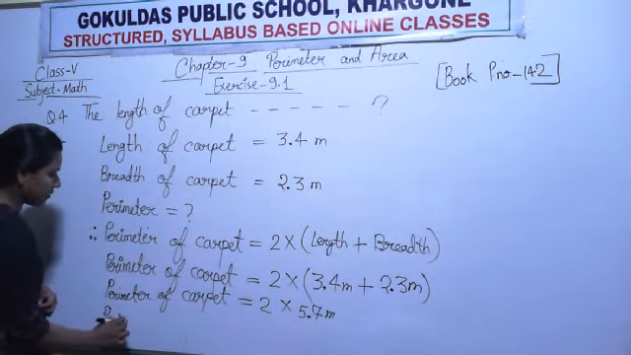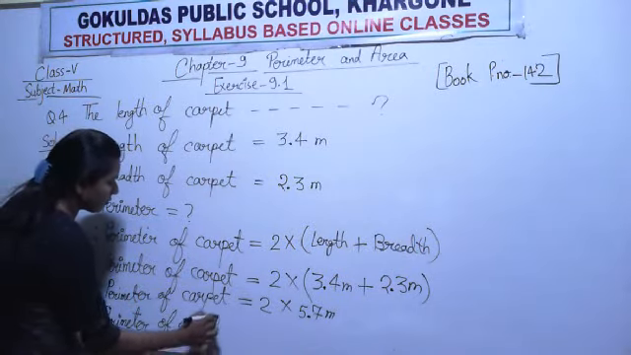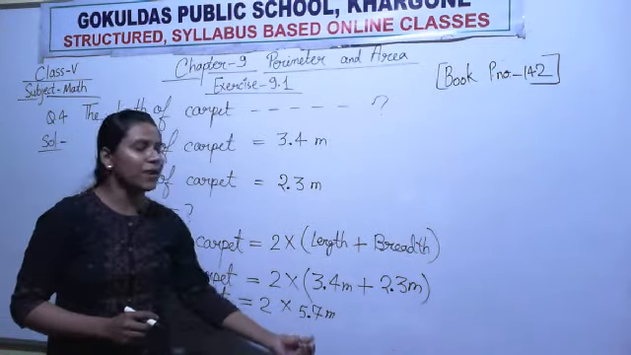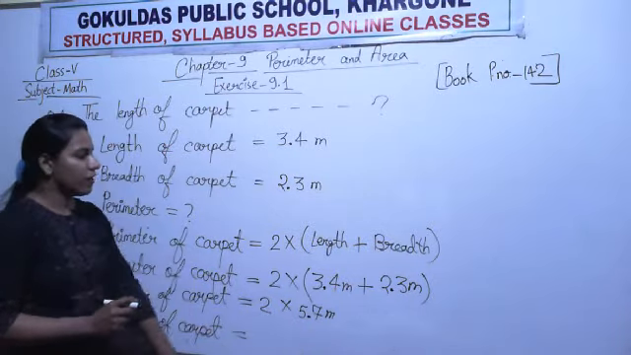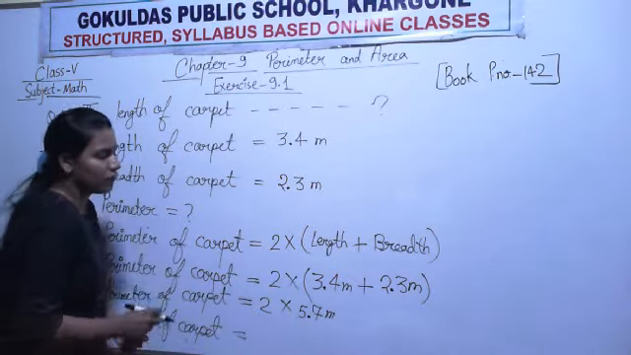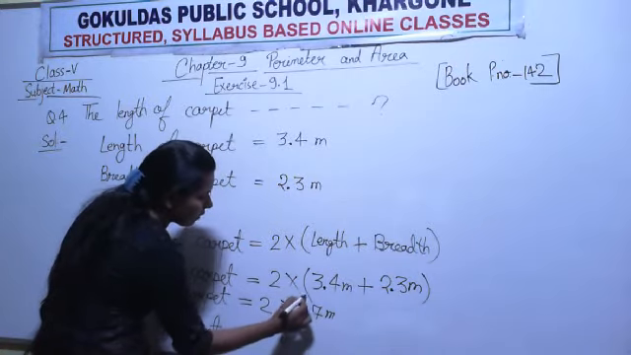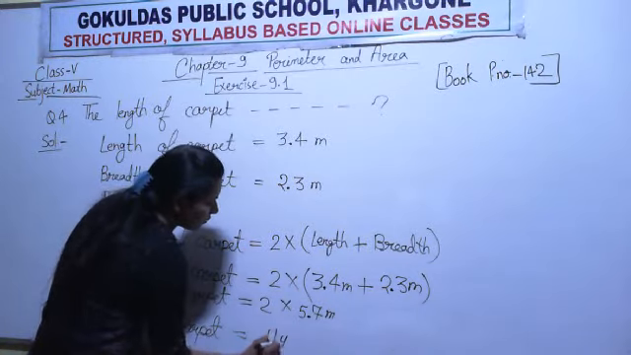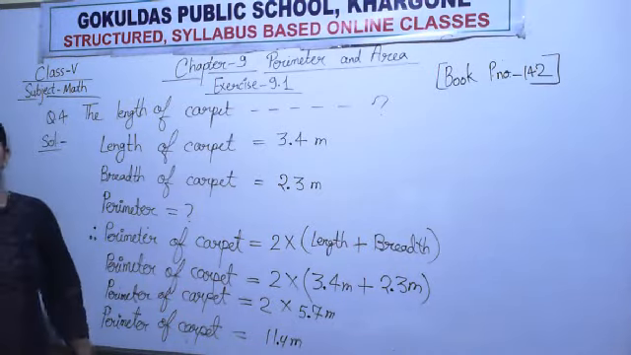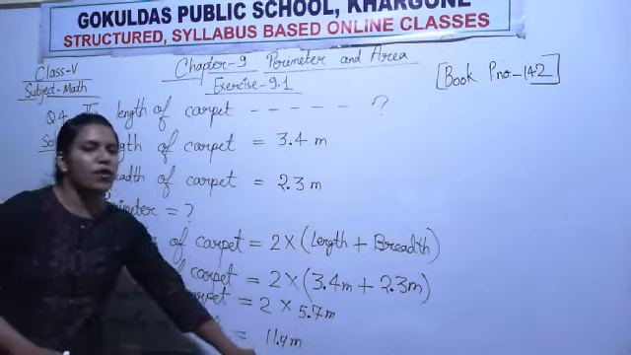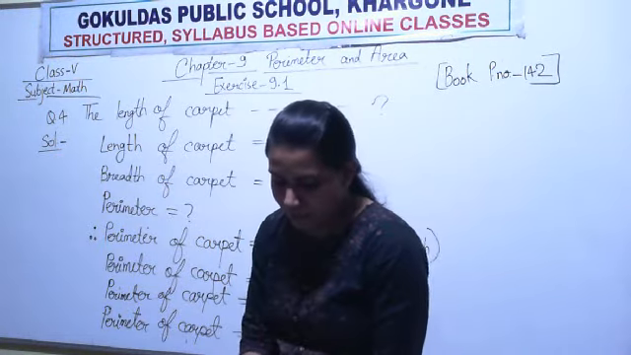Perimeter of carpet is equals to 2 multiplied by 5.7 meter. So arrange both the number column wise and multiply them. When we arrange both the number column wise and multiply, we will get 2 sevens are 14. So 4 here, 1 carry forward. 2 fives are 10 and 1 11. 11.4 meter as our result. So here the perimeter of carpet is 11.4 meter.